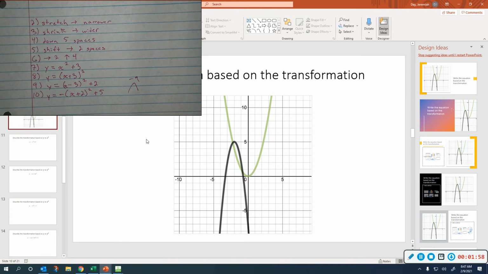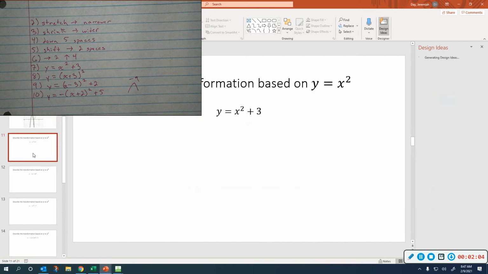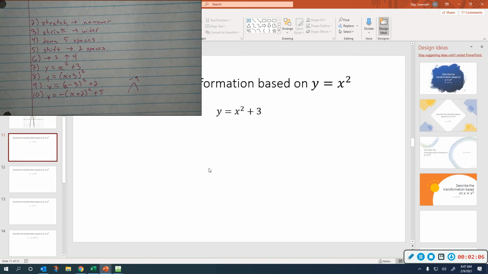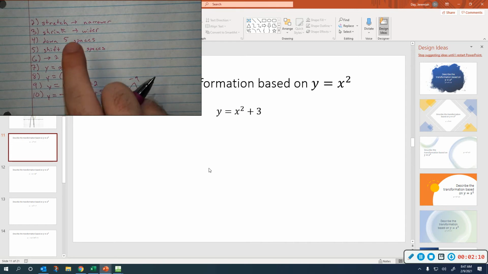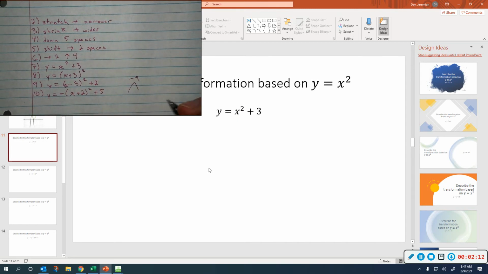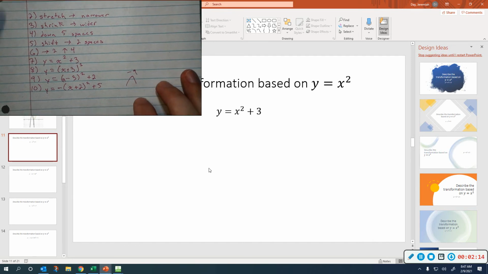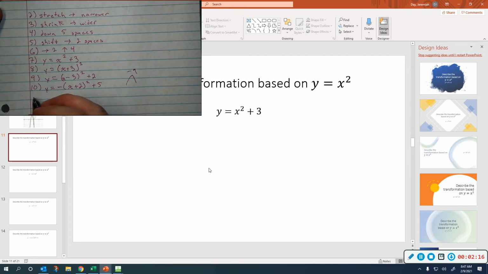Alright, hopefully that was a good review for you. Now let's go back to describing transformations in words based on the equation. So, now it says describe the transformation based on y equals x squared. I guess I should have put this with the first 4 before the equations, but I'll fix it in class. Sorry you were the experiment today.